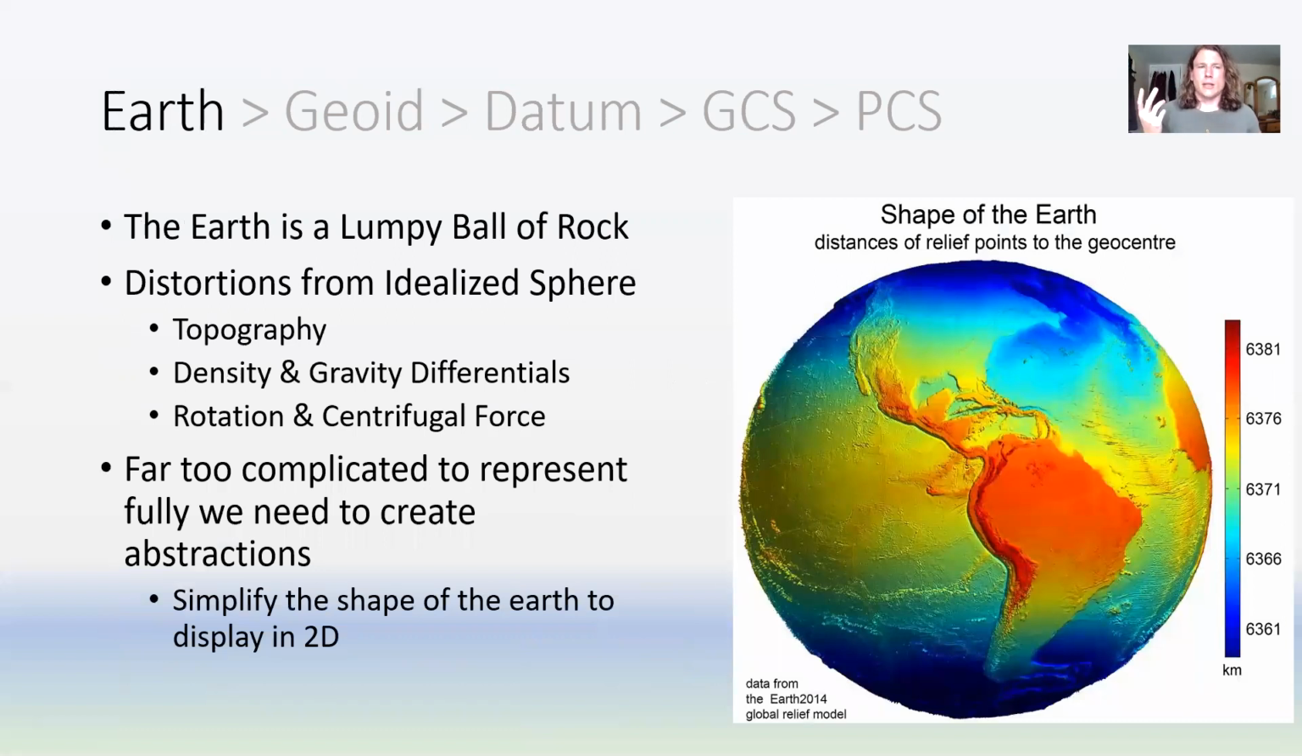So we start out with the Earth. It's just a lumpy ball of rock flying through space, and it's got distortions that cause it to deviate from an idealized sphere. So we've got topography, density differentials, and rotation, right? So it's far too complicated to represent fully, and we need to create abstractions to simplify the shape of the Earth and display it in 2 dimensions, right? So the first step is just ignoring topography, smoothing it out. We can deal with it later if we want.